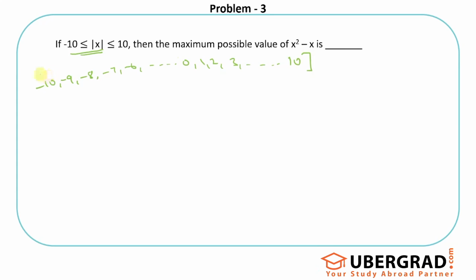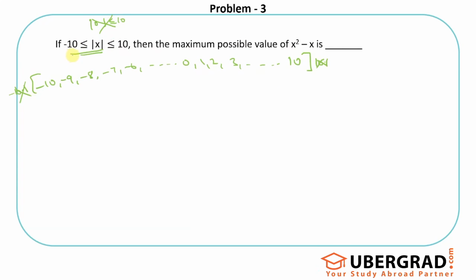This is the only range of values x can take. Everything between it actually. You can take minus 9.5 and all of that. I did not say it has to be integer only. So technically all the values in between are there. But can it be minus 10.1? Mod of minus 10.1 is 10.1. Is that less than or equal to 10? No. So it can't be this. Can it be more than 10, like 10.1? Again, mod of 10.1 is not less than or equals to 10. Again, it's wrong. So this is the only range.